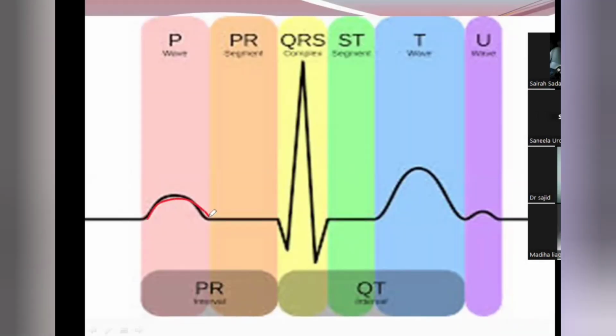This is the P wave. Then this is the PR interval. This is Q. This is R. This is S. This is the ST segment. This is the T wave. And then this is the U wave. Okay, this is the PR interval. This is the QT interval. We will go through these one by one.